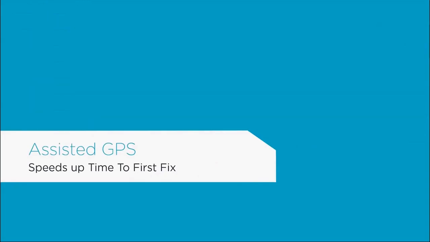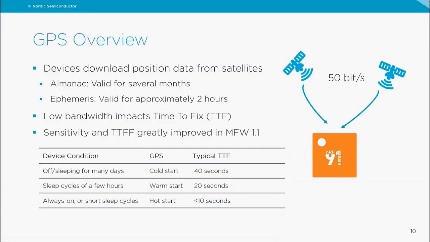So the first feature that I'm going to talk to you about today is the assisted GPS. That is a new feature in the 1.2 release that came out in February. So the GPS is, of course, a solution for downloading data from satellites in order to assess the position of the device. It leverages two main pieces of data. One is the Almanac that is valid for several months. The other one is the ephemeris, which is valid for approximately 2 hours. Each one of these blocks of data needs to be downloaded somehow.